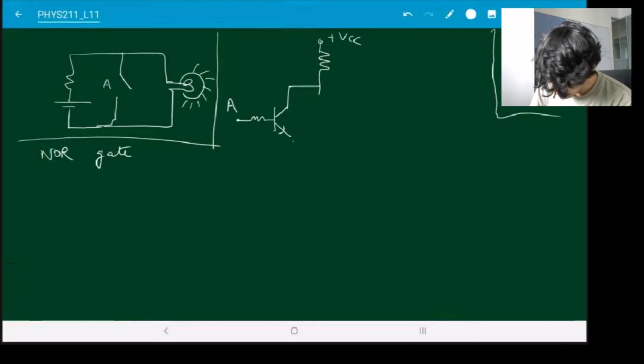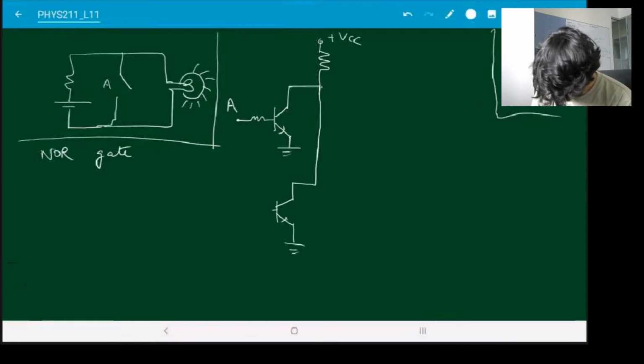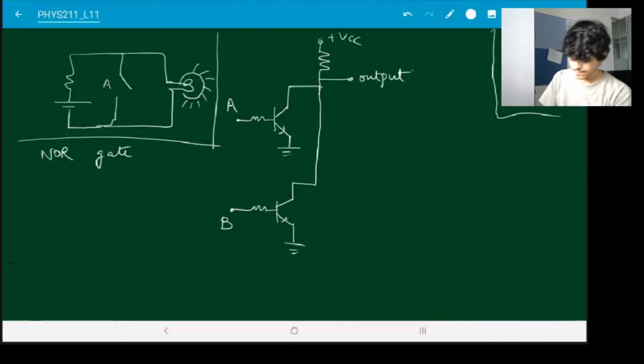So let's call this input A. Let's call this input B. And I'm going to take my output over here. So how does this circuit work? Suppose A is high. Wait, this is NOR, no?